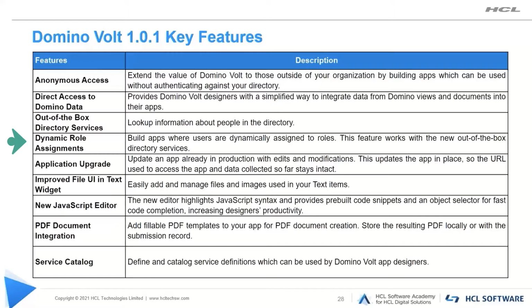Dynamic role assignments. You can build apps where you can dynamically assign roles to the users. For example, you can assign an employee's manager to an approver role for the request submitted. Application upgrade. You can update your Volt app which is already in production with edits and modifications. This will update the app in place so that the URL used to access the app and the data collected so far will stay intact.